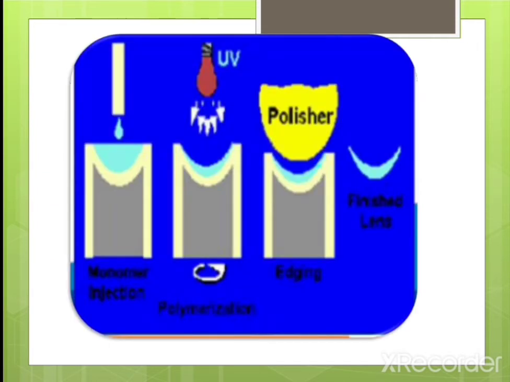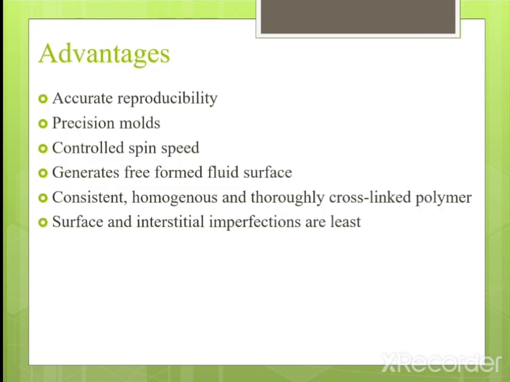As you can see in the first image, the chemical is put into the tool, or the manufacturing machine. After that we go for UV light for polymerization. After that we go for polishing, giving the curvature to the lens. After that you can see the lens has been prepared, the finished lens.